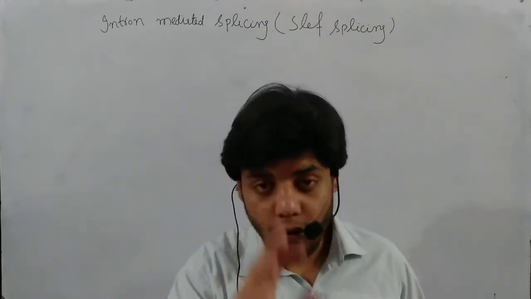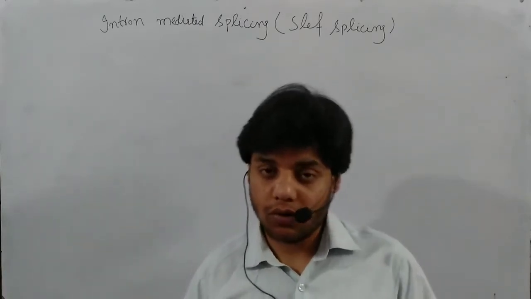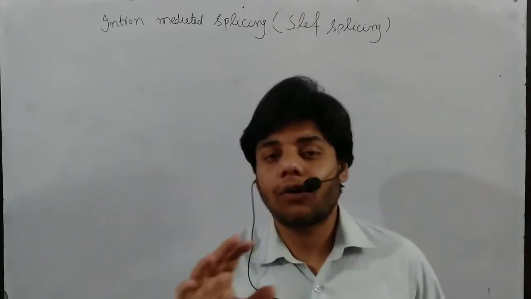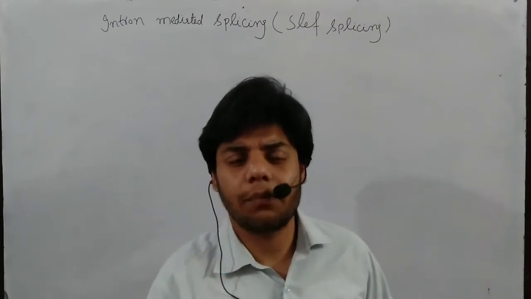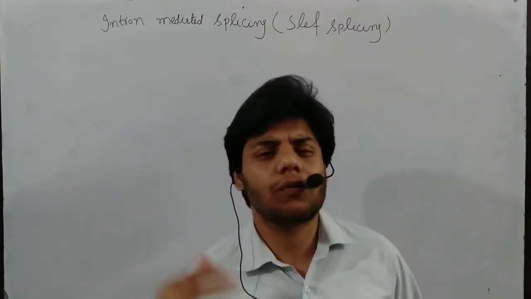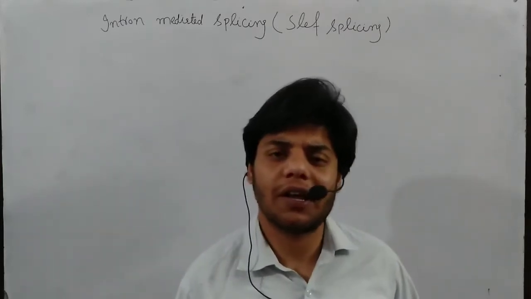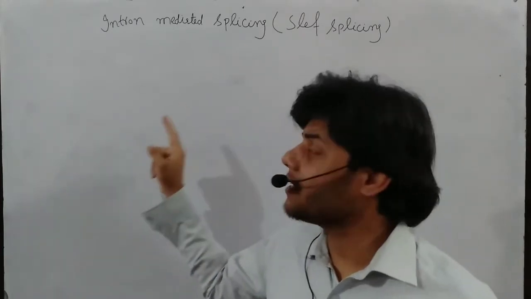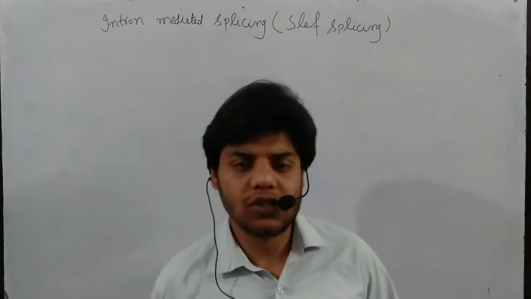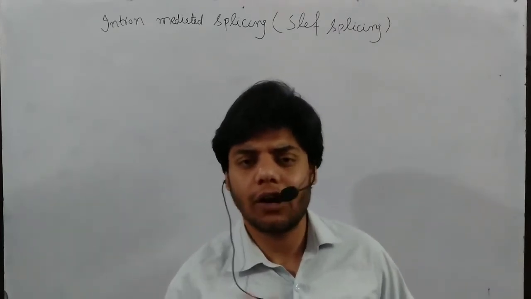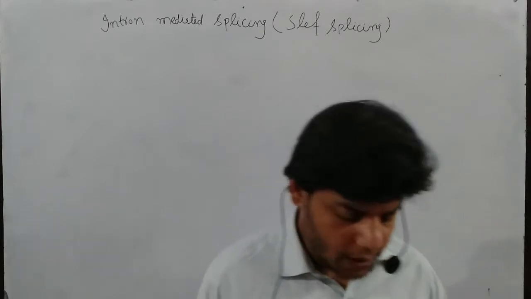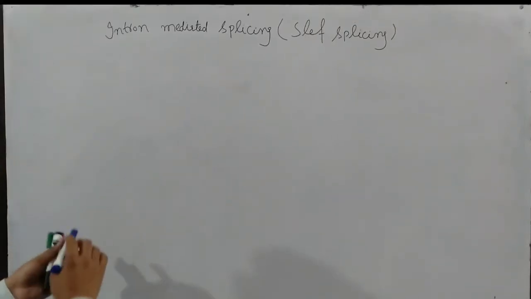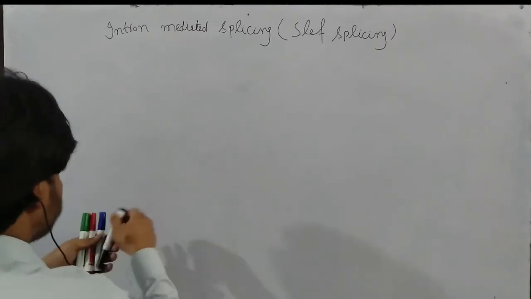If you remember, in the previous video lecture on spliceosome mediated splicing, we talked about needing snRNPs and 150 proteins and small nuclear RNA as well. So we need these things in spliceosome mediated splicing. But in this case, we don't need any kind of protein, and we don't need any small nuclear RNA. So what do we actually need in this case? Let me write that here.